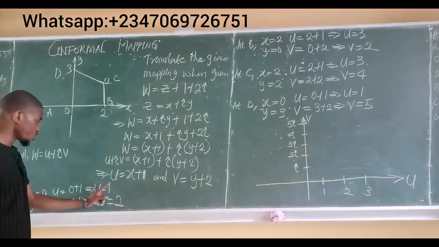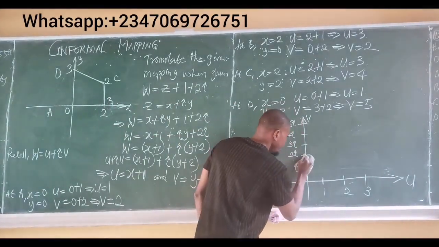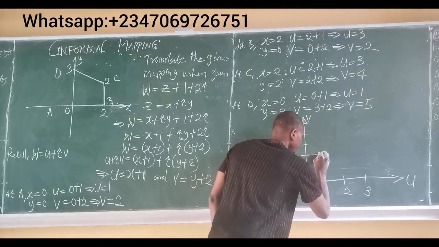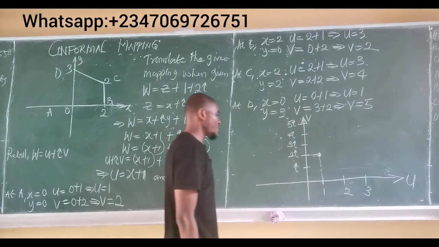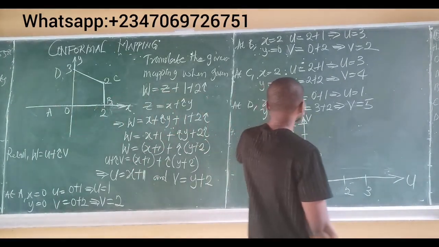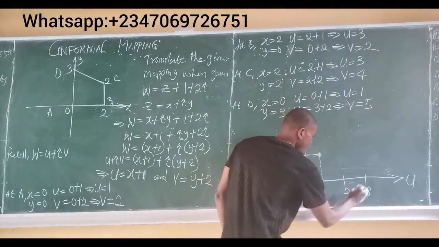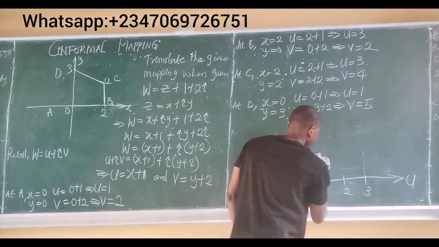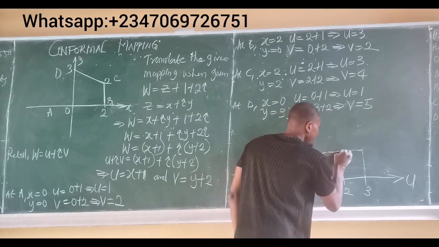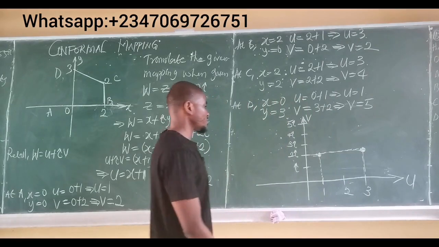So when U is 1, V is 2. So this is line U, and this is 1, this is V, this is 2 for V, and this is 1 for U. This is where they meet. It is the point of intersection. You asterisk that point. Similarly, when U is 3, V is 2. So V is 2 when U is 3. This is 3 for U. This is also 2 for V. So you move and you locate the two points, the point of intersection.